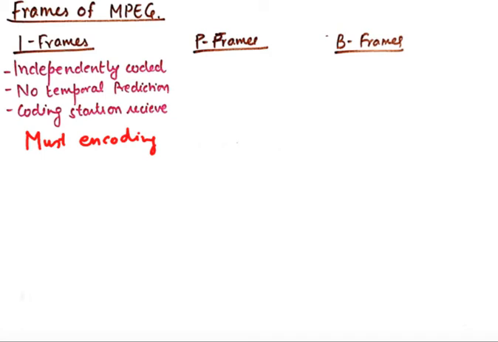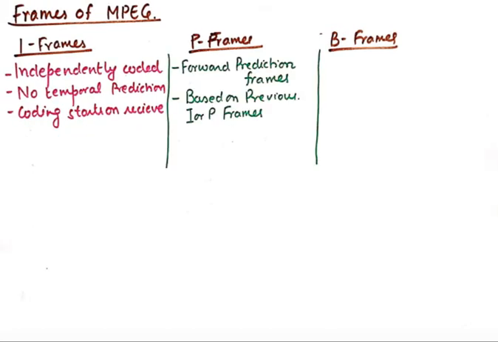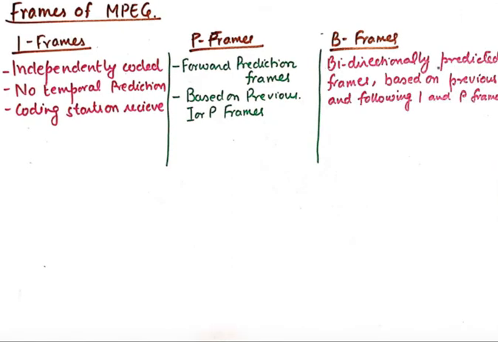And P frames are forward prediction frames, and they are based on previous I or P frames. Then we have B frames, which are known as bidirectionally predicted frames based on previous and following I and P frames.